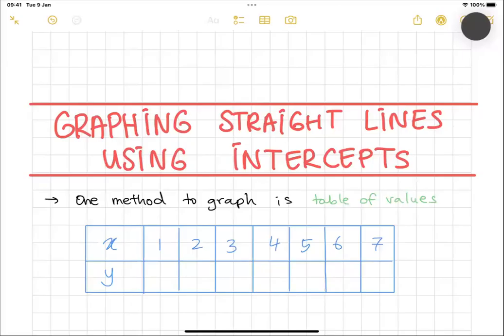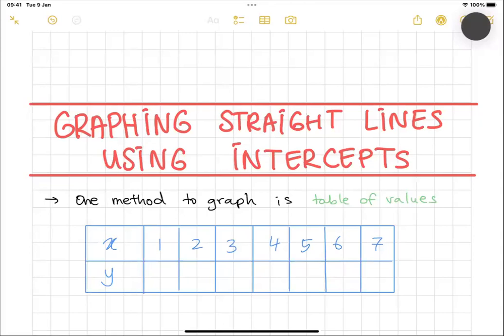Welcome back. Today we are going to look into graphing straight lines using intercepts. I'm going to show you two methods. The first method is on the screen, which is using a table of values to graph a straight line.